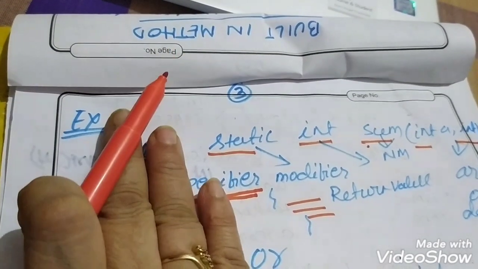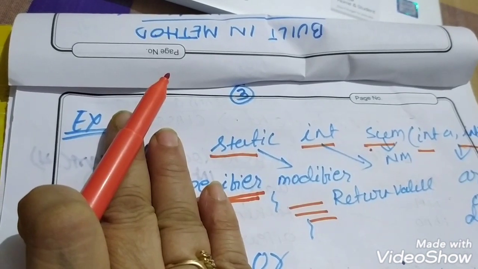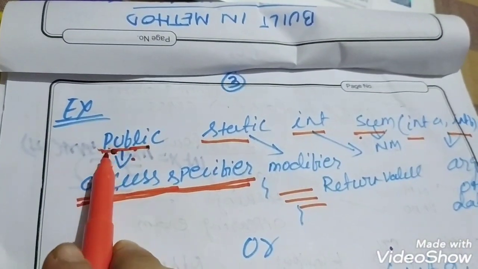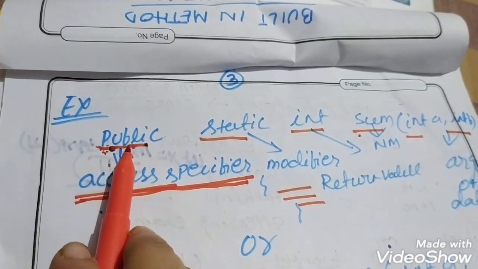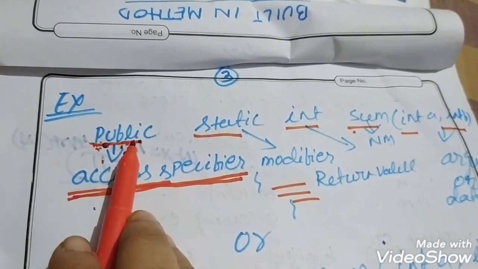Suppose you are not writing the public part, you just leave this part, then by default the method becomes public. So it is optional. If you want to write it, it is okay. If you don't write, then also okay. But you should practice writing the public.